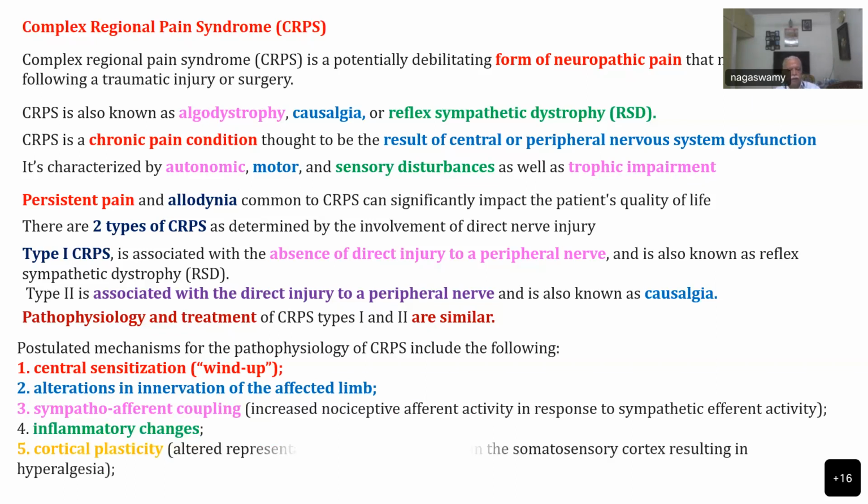And there are inflammatory changes, and the brain also gets altered. The cortical plasticity of perception of pain itself is affected, and there are genetic and emotional factors. So remember these six factors as the postulated mechanisms. Nobody is even now 100% sure why this is happening. So the points to remember from an examination theory writing point of view are the six: central sensitization, alterations in the innervation of the affected limb, sympatho-afferent coupling, inflammatory changes, cortical plasticity, and genetic and emotional factors.